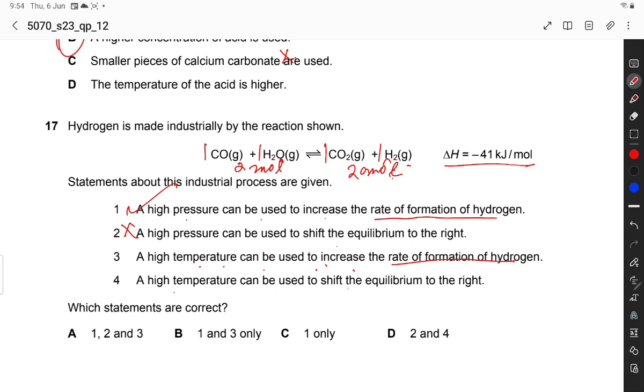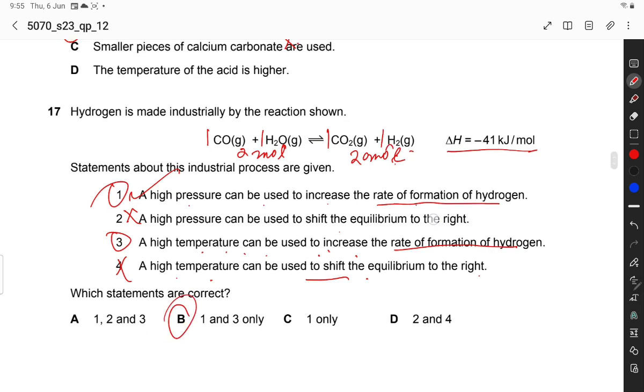A high temperature can be used to shift the equilibrium to the right. No, high temperature cannot be used to shift the equilibrium to the right. It will shift the equilibrium to the left side. So this is incorrect. So 1 and 3 in context of rate of formation of hydrogen are correct. The equilibrium statements are not correct, but the rate of formation is increased by increasing pressure and by increasing temperature. So 1 and 3 is correct option.